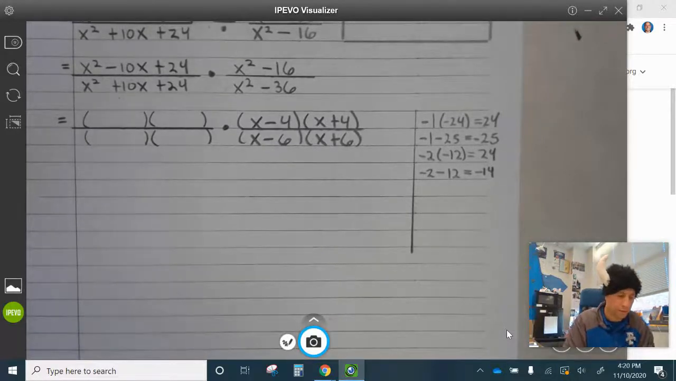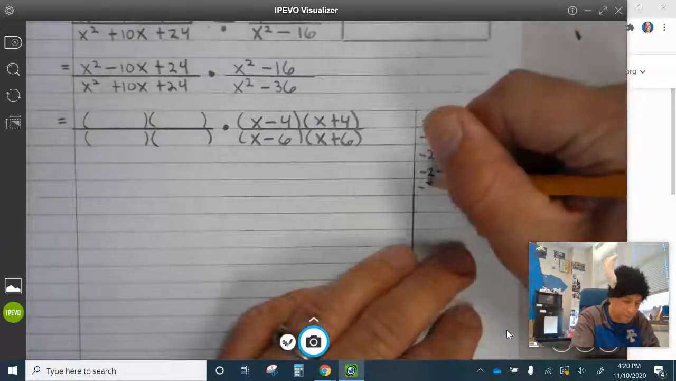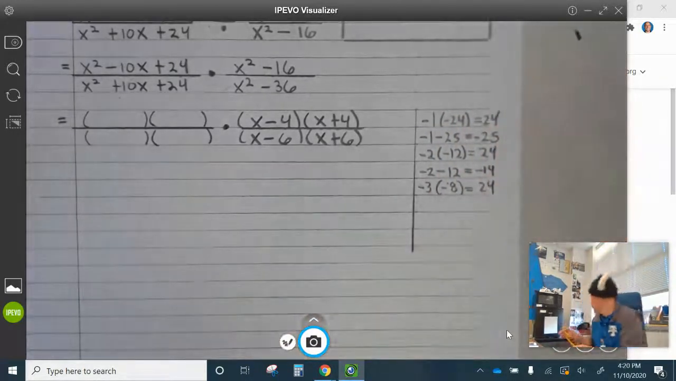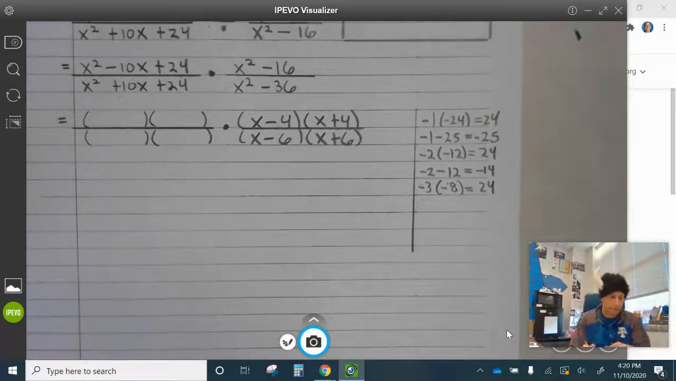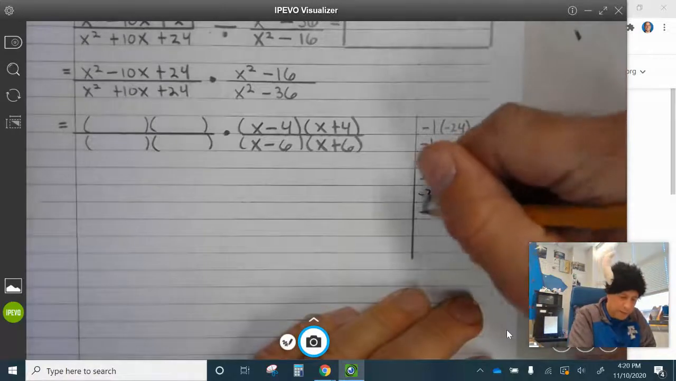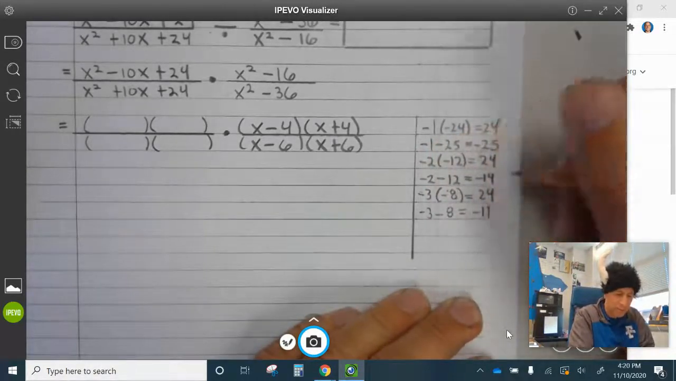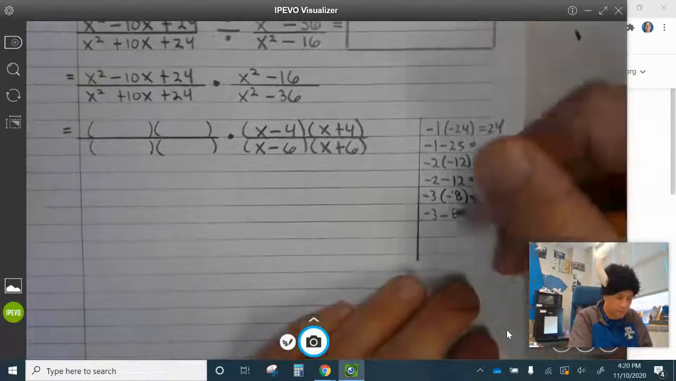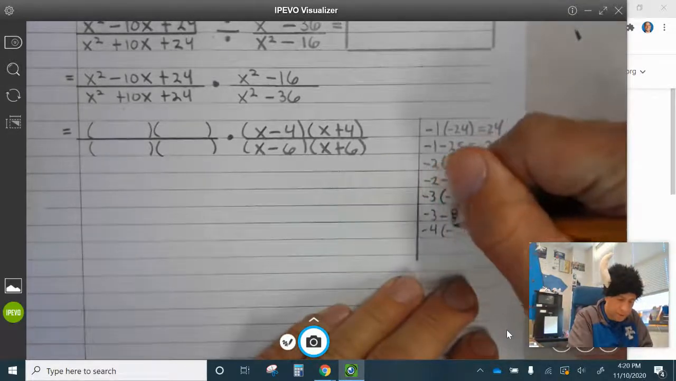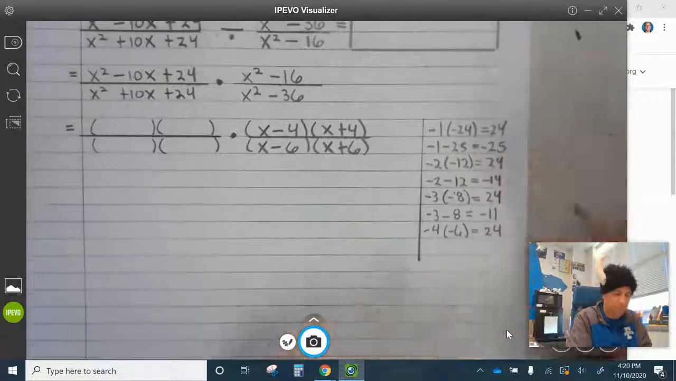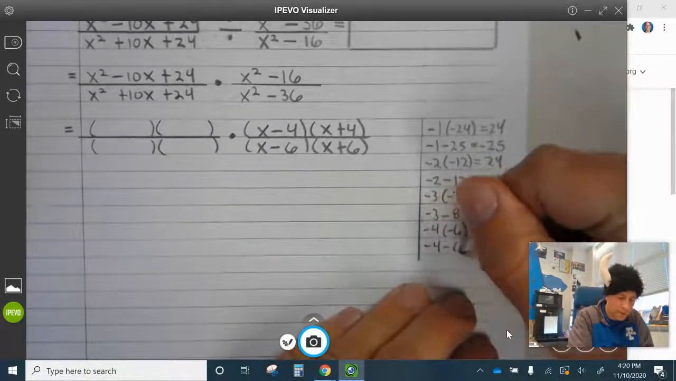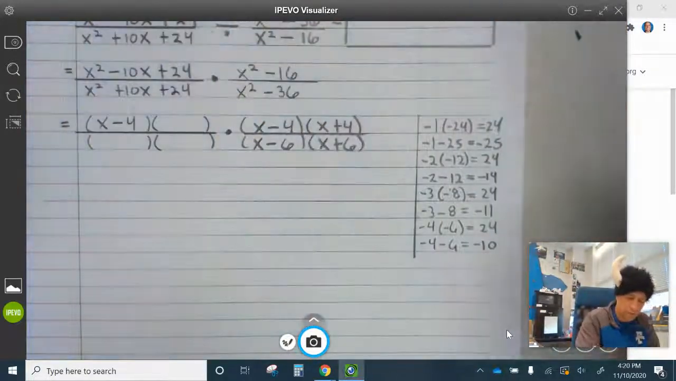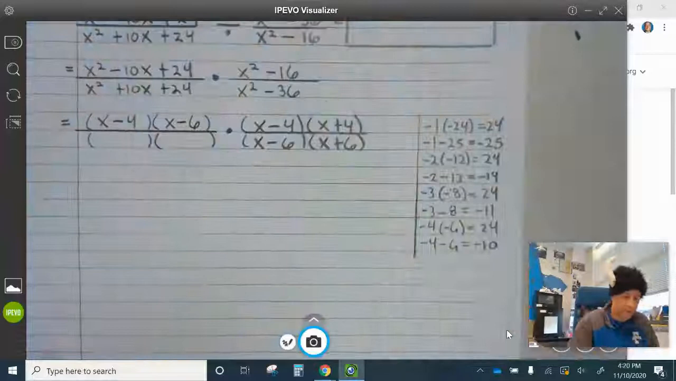We're getting closer to the negative 10. Okay. So then negative 3 times negative 8 is positive 24. Negative 3 minus 8 is negative 11. We're getting really close to negative 10. So now the next combination would be negative 4 times negative 6 is positive 24. Negative 4 minus 6 is negative 10. We have our 24, negative 10, so our factors are x minus 4, x minus 6.